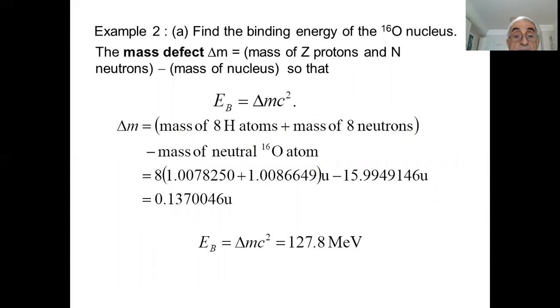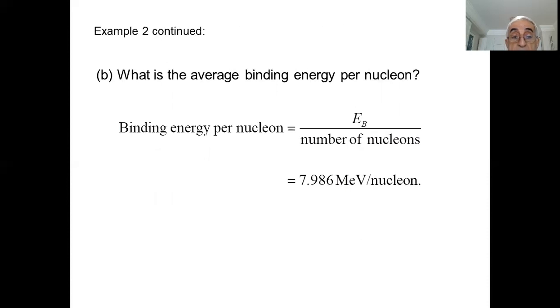Example. Find the binding energy of oxygen-16 nucleus. The mass defect delta M equal to mass of Z protons and N neutrons minus mass of the nucleus, and the binding energy delta M c squared. So delta M equal to mass of 8 hydrogen atoms plus mass of 8 neutrons minus mass of neutral oxygen atom. If you put the numerical values, the result EB equal to 127.8 MeV.